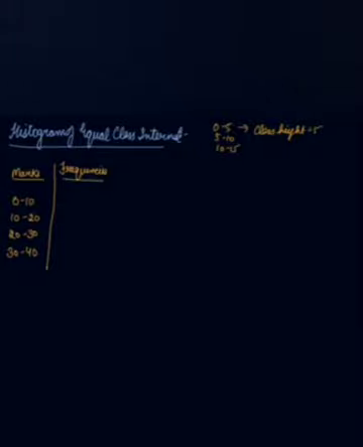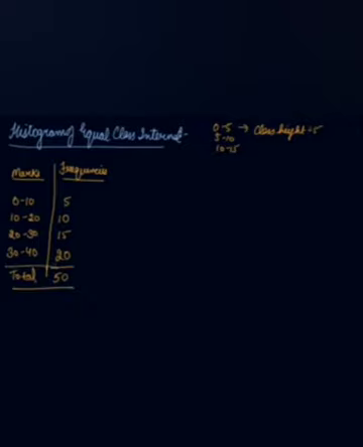Let's see how to make the histogram. We are given the marks in statistics: 0 to 10, 10 to 20, 20 to 30, 30 to 40. Frequencies are given to you, that is 5, 10, 15 and 20. So the total is 50.